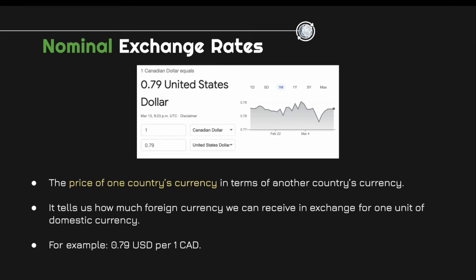So nominal exchange rate is the price of one country's currency in terms of another country's currency. In other words, it tells us how much foreign currency we can receive in exchange for 1 unit of domestic currency. So as we can see here, 1 Canadian dollar equals 0.79 US dollars. So the nominal exchange rate is what we commonly know.